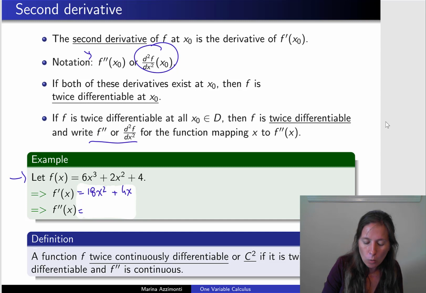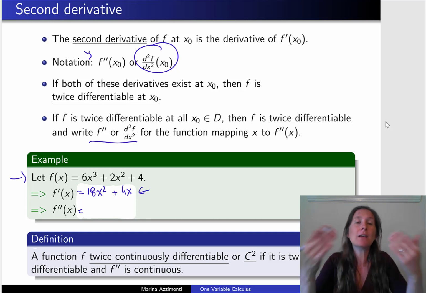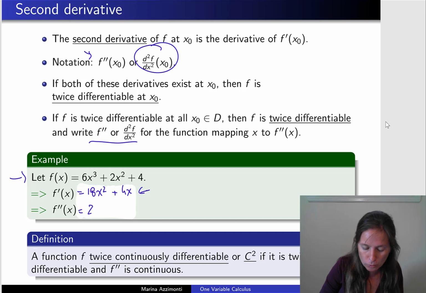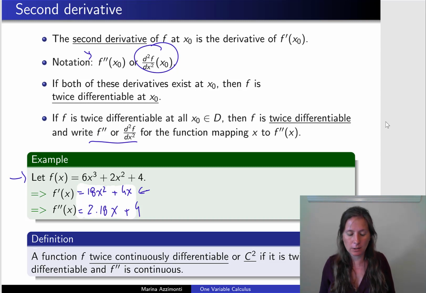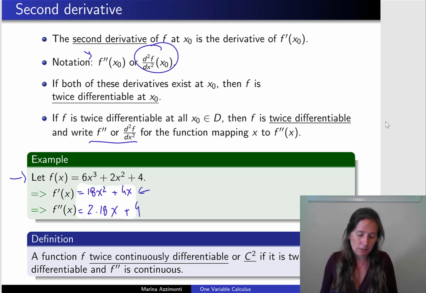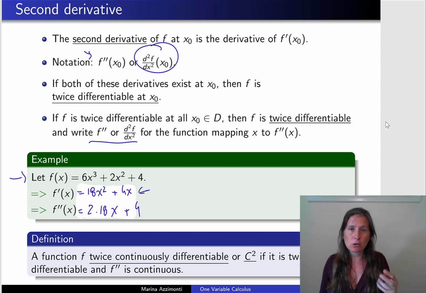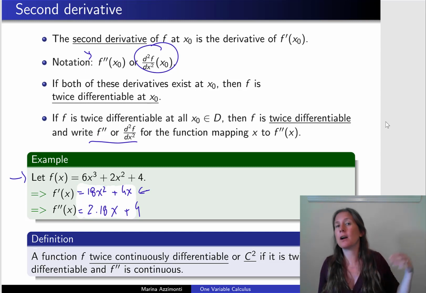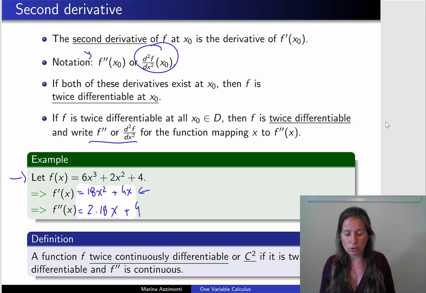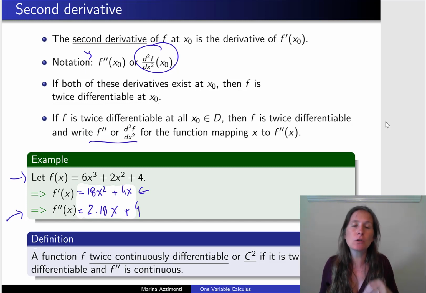What is the second derivative? Well, basically what we do is we take the derivative of the first derivative. So it's 2 times 18 times x plus 4. That's going to be the second derivative of the function f. Notice that, as I said before, this is a derivative itself. If a function is twice differentiable, so we can take the second derivative and both the first and second derivative are well defined in the domain, and the second derivative is continuous, such as the case in the example, we say that the function is twice continuously differentiable.